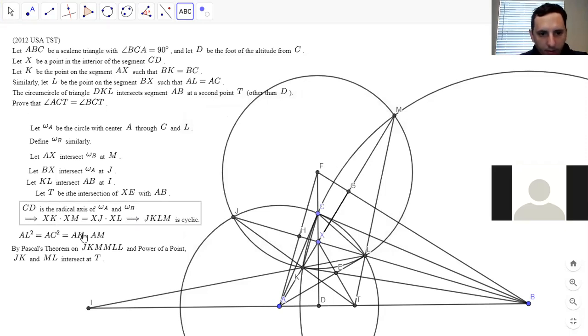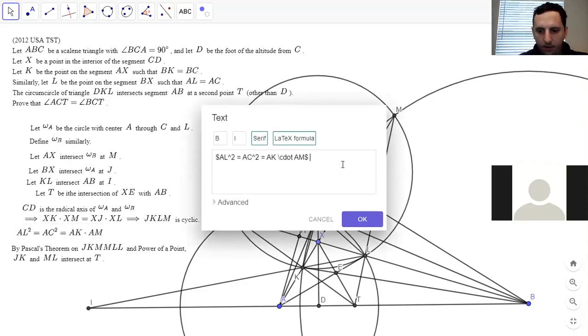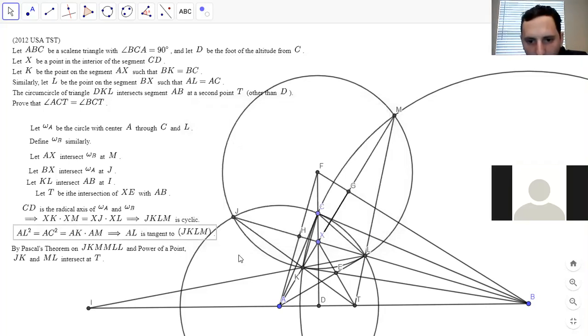And then we have this, so implies AL is tangent to JKLM. Let's see how this works. Okay, so we have JK and ML intersect at T, and all right, so I think we've got pretty far. Now we have to show I, J, and M are collinear. Was that the last step?